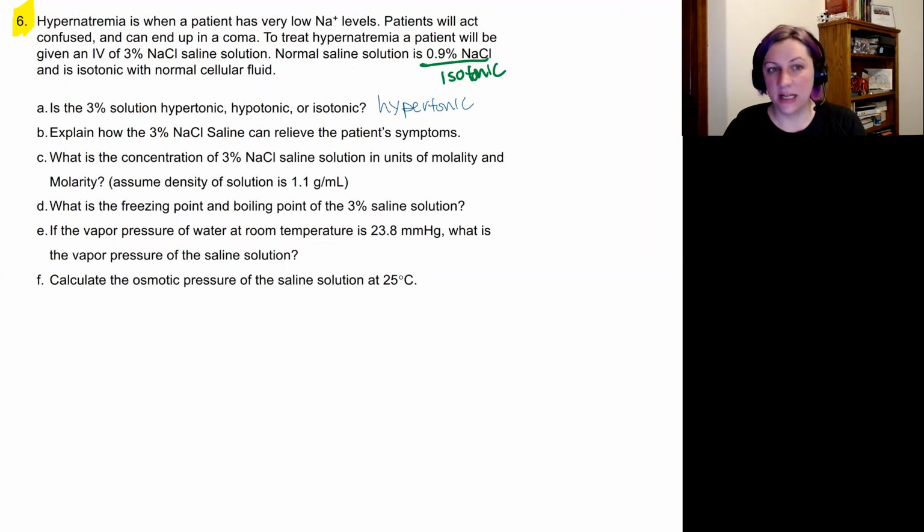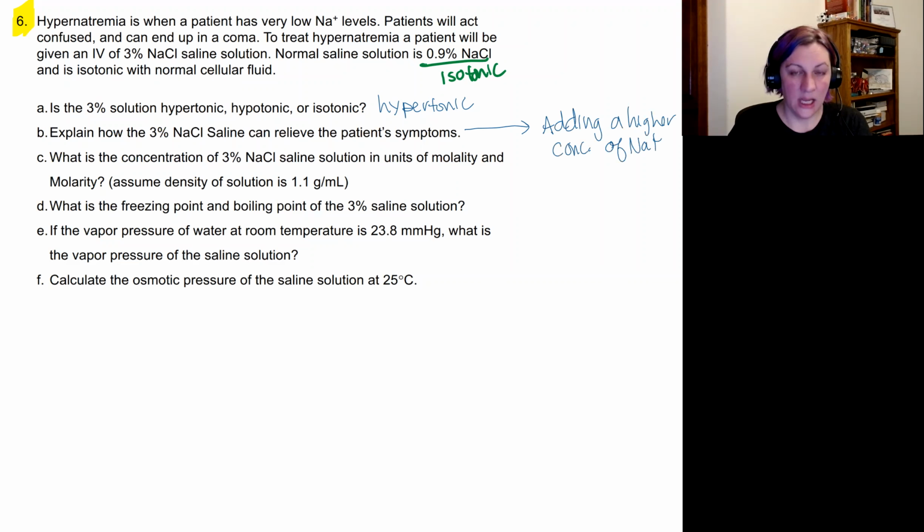Now, the next question asks, how is this going to relieve the patient's symptoms? Well, there's kind of two ways. First, by adding in such a concentrated solution of sodium chloride, we're going to be adding in sodium ions. So that'll be able to replenish some of the ions in the body.